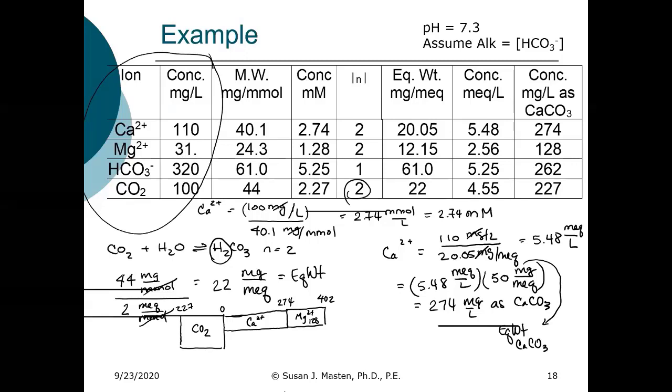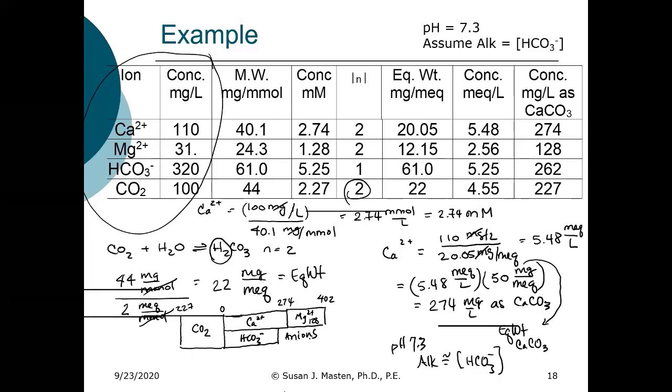Now I can do the same for alkalinity. So my alkalinity is 262. So this is my bicarbonate. And the reason I can say that is because we said the pH was 7.3, and at a pH between 6 and 8, I can say that my alkalinity is approximately equal to my bicarbonate concentration. So I have my bicarbonate. All of the other ions here, we have to have other anions. So there are other anions that make up the charge balance.